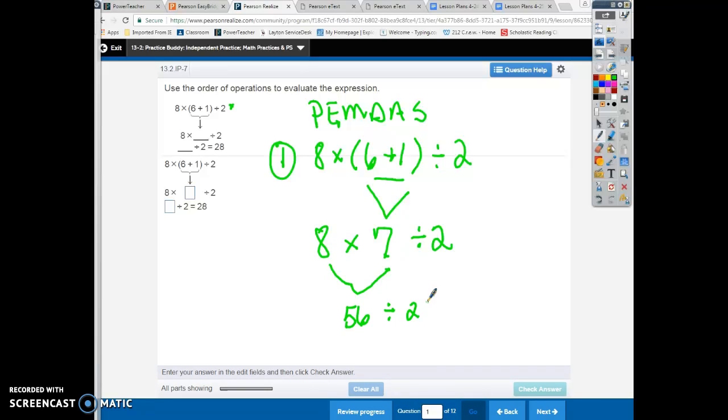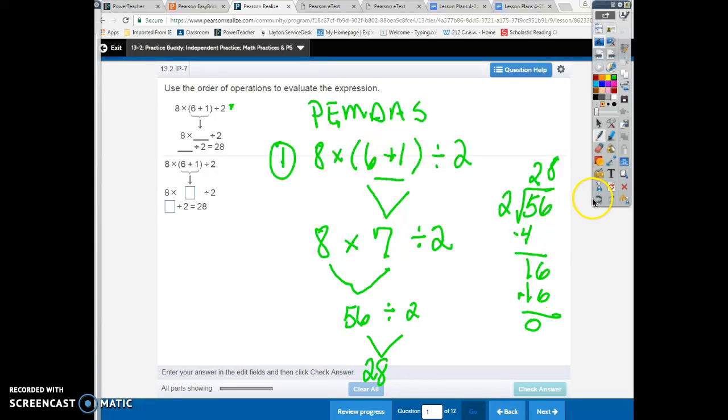When I do that, if I don't know it off the top of my head, I go over here and do long division. 56 divided by 2. 2 goes into 5 twice. 2 times 2 is 4. I subtract. I get 1. I bring down my 6. 2 goes into 16 8 times. 8 times 2 is 16. That means I'm done. So I know 56 divided by 2 is 28. We've got a nice little ice cream cone approach.